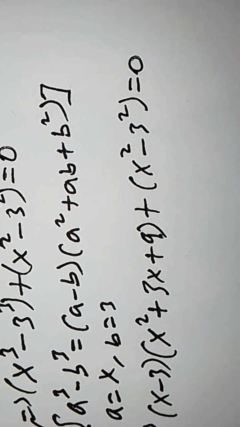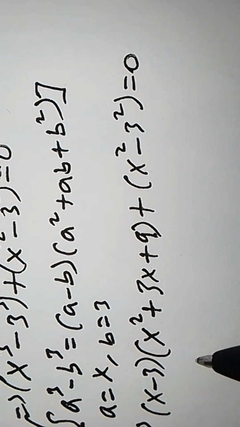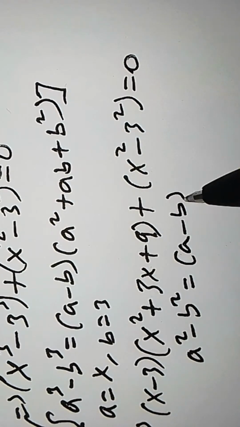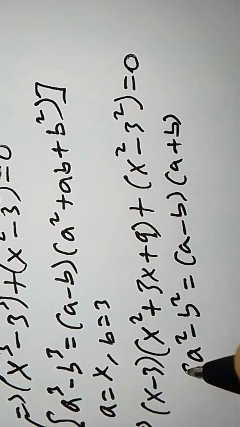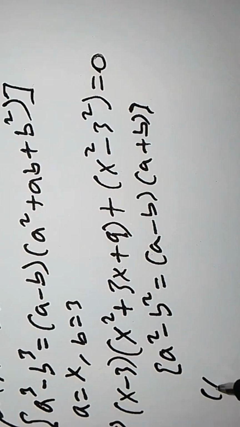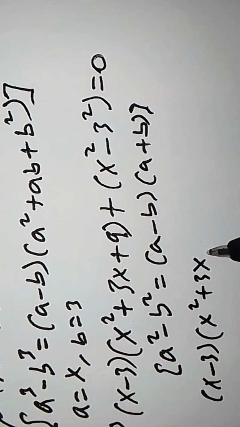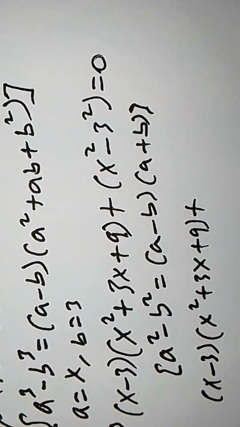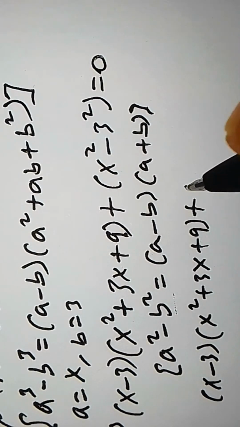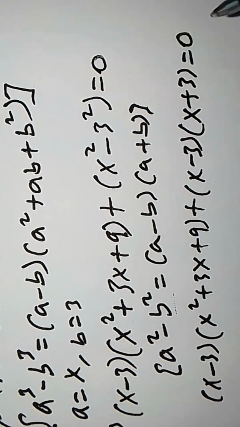Let's proceed further. Also, recall that a squared minus b squared is equal to a minus b times a plus b. Take note of this property. So from this line, we have x minus 3 times x squared plus 3x plus 9 plus, if we now apply this particular property to this guy, we have x minus 3 times x plus 3 equal to 0.